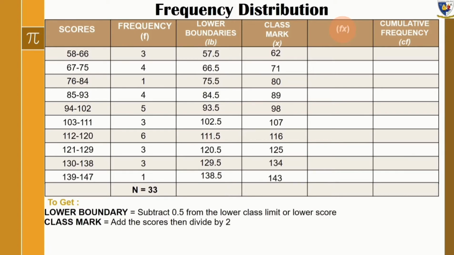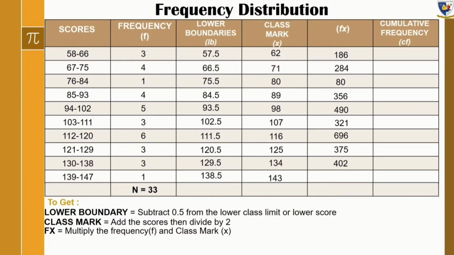Next is fx. As stated above, this is f or the frequency and this is x or class mark. So we will just multiply them. 3 times 62 is equal to 186. 4 times 71 is equal to 284, and 1 times 80 is equal to 80, and we will just repeat the same process. Then we need to get the sum of the fx and we get 3,333, and this is the summation of fx.